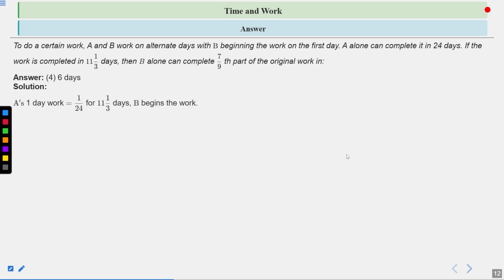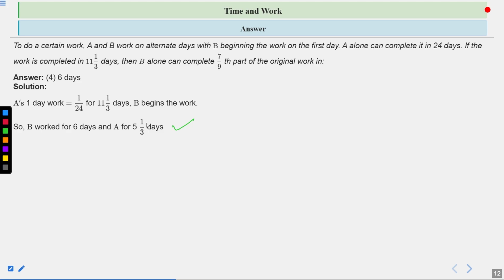So A's 1 day work will become 1 upon 24, because we know that A can complete the whole work in 24 days. It is also given that they work for 11 and 1 by 3 days, and B begins the work. So we can say that B works for 6 days and A works for 5 and 1 by 3 days, because the work is completed in 11 and 1 by 3 days and B started the work. So B will work for 6 days.